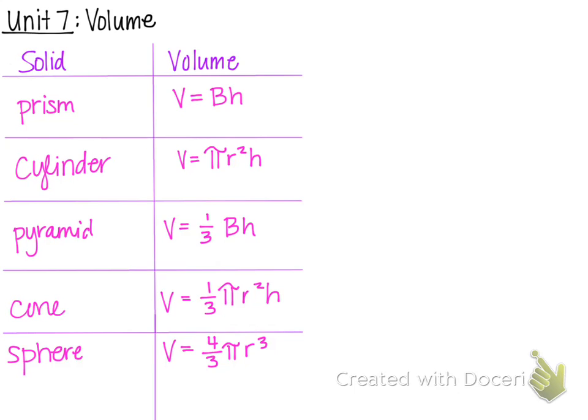So let's talk about volume of a prism. Remember, for a prism, this big B means the area of the base. Remember, the base could be anything. It could be a triangle, it could be a rectangle, it could be, I don't know, a hexagon. You find the area of the base, and h is the height of the prism. Then, a cylinder. Volume equals pi r squared times h. Remember, r is the radius, and h is the height of the cylinder.